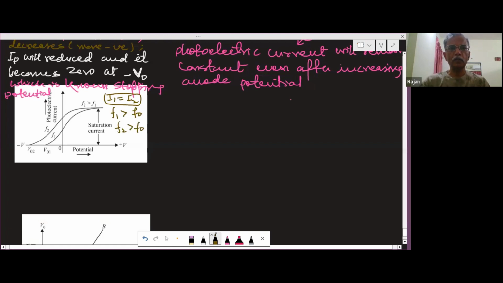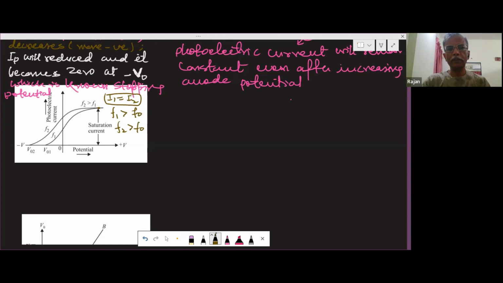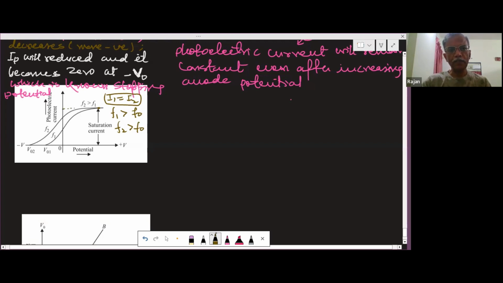So the saturation current, you see, we'll start from here onward. Beyond that, whatever the potential, the anode potential increase, doesn't matter. Both will have the same saturation current, right? At this point, IP1 will be equal to IP2. Yes or no? The photoelectric current, both will have the same, and that is your saturation current.